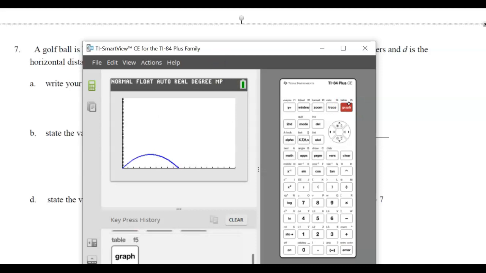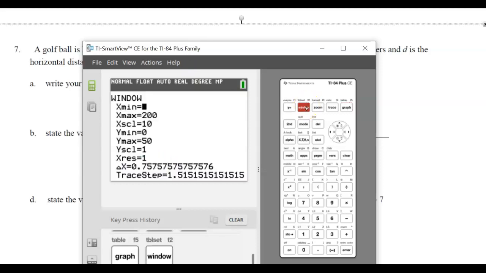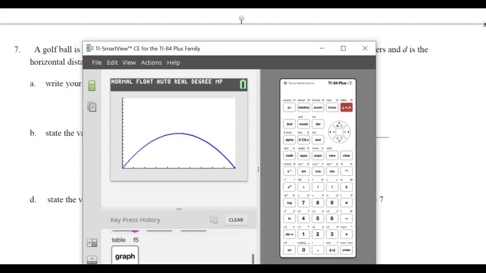First of all, 50 meters is way too high, right? I like to fill up the screen. And 200, this is maybe 100. So this is not like a superstar golfer, let's say. So window, let's go from 0 to 100. And let's go 0 to 20 for Ymax. Okay, that's decent, right?